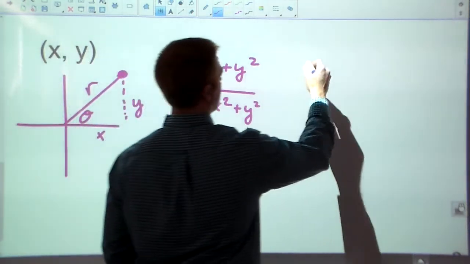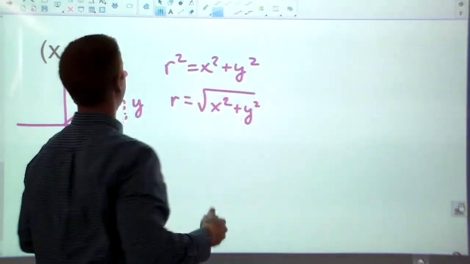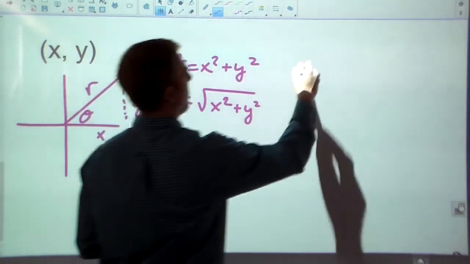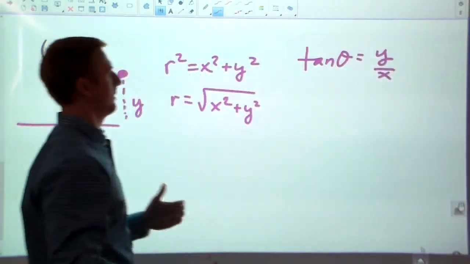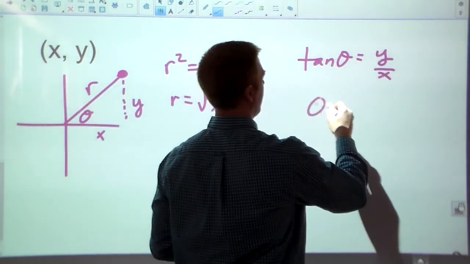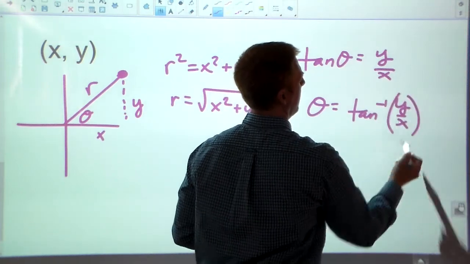And your theta, well, let me back up a little bit. To get theta, you're really going to need to do a tangent. So let's start with tangent theta. And that's always going to be y over x. There's not really an exception to that. It's always the opposite over the adjacent. So to get theta by itself, we'll take an arc tangent. And that'll be the method.